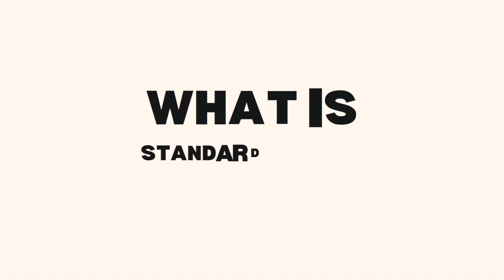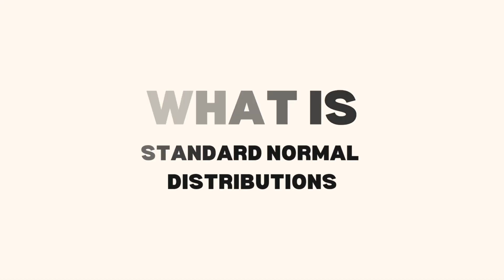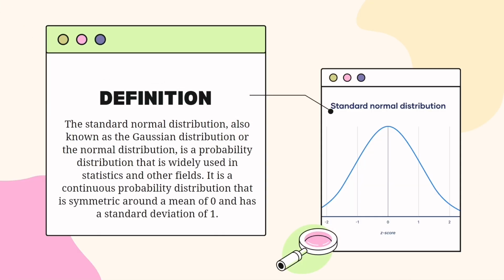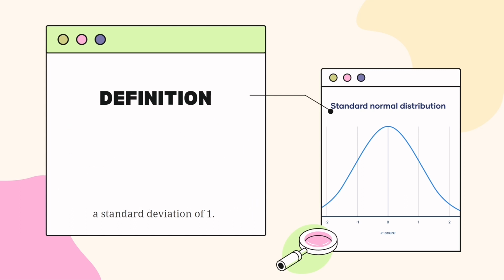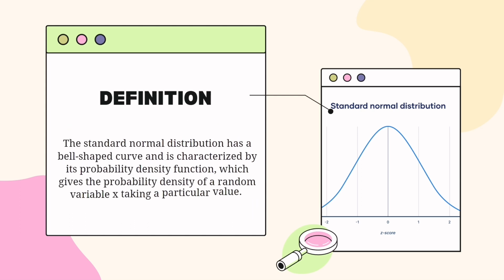The standard normal distribution, also known as the Gaussian distribution or the normal distribution, is a probability distribution that is widely used in statistics and other fields. It is a continuous probability distribution that is symmetric around a mean of 0 and has a standard deviation of 1. The standard normal distribution has a bell-shaped curve and is characterized by its probability density function, which gives the probability density of a random variable x taking a particular value.